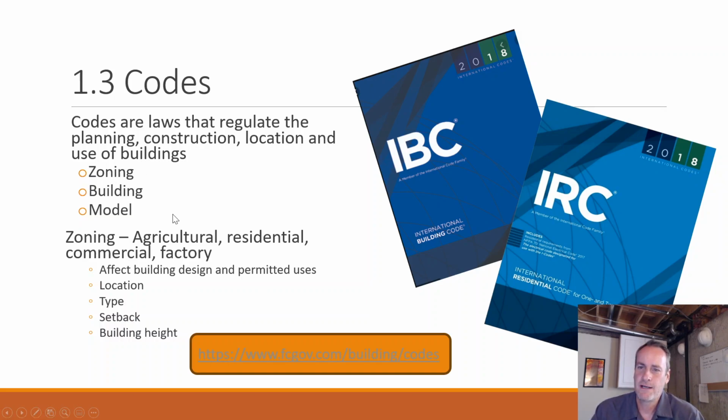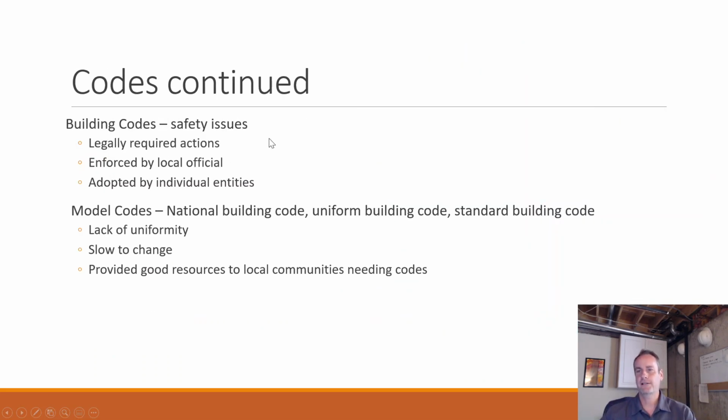So that was zoning, and we also have building and model. Under building codes, we're really looking at safety issues. So that's the purpose of these codes. First and foremost is to make sure that we're not hurting anyone. You can see it's enforced by local officials, adopted by entities. You can read, but really, I think what you'd need to know is that the zoning is based on location, what you're going to be using the structure for. The general building codes are more about the safety issues to make sure that everything's going to hold up the way it's supposed to. And then model codes are basically the big overseeing organizations that develop these codes.